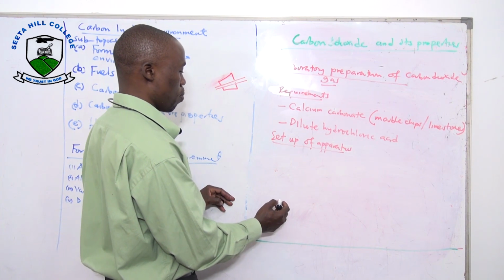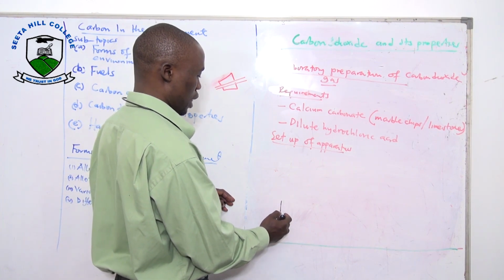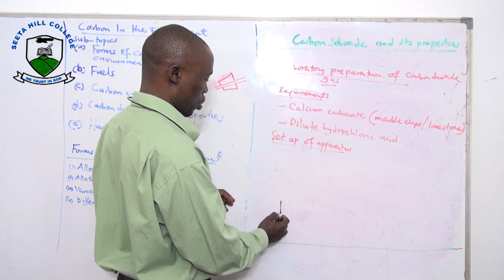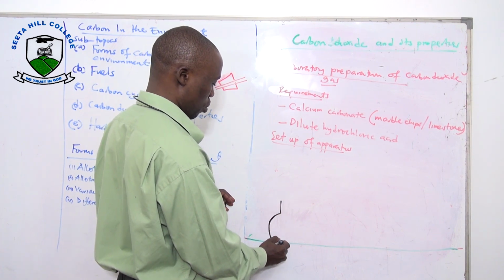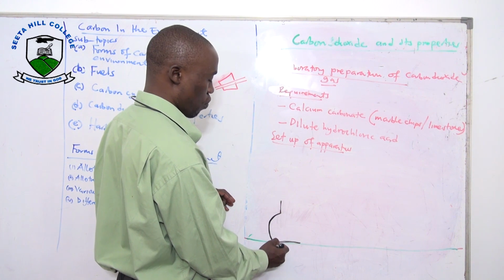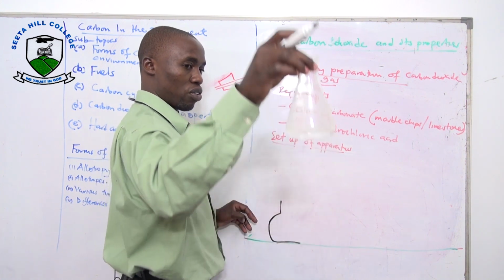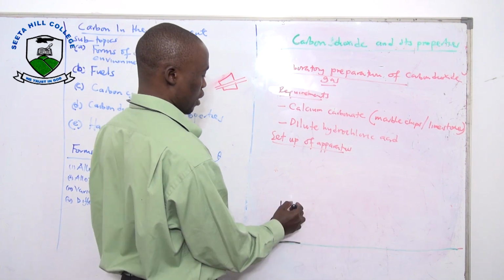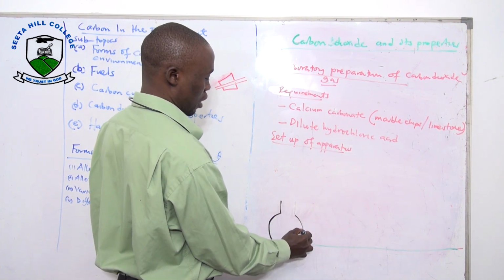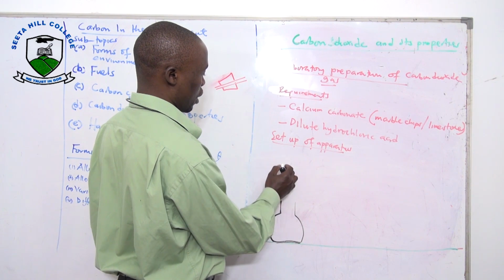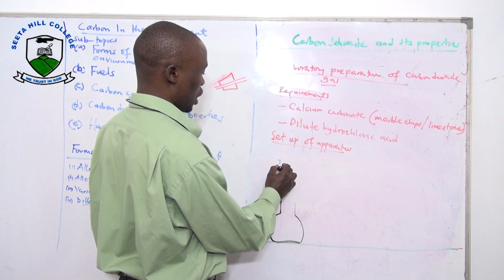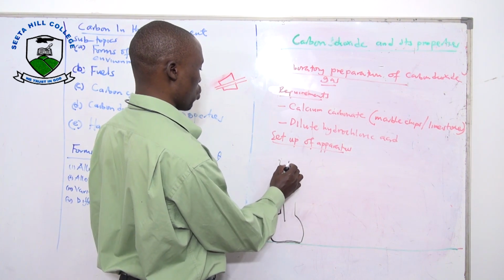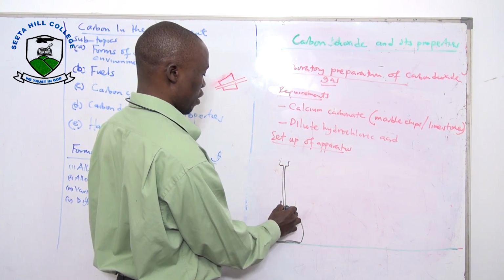Now what we do, we use a round bottomed flask here. Round, because we don't need any heat. We can also use a conical flask, it can work, or a round bottomed flask. Then we introduce a thistle funnel, or we use a dropping funnel here.